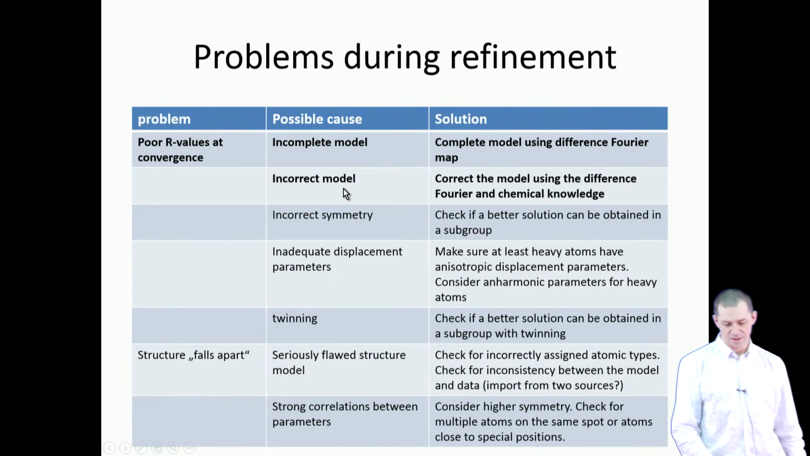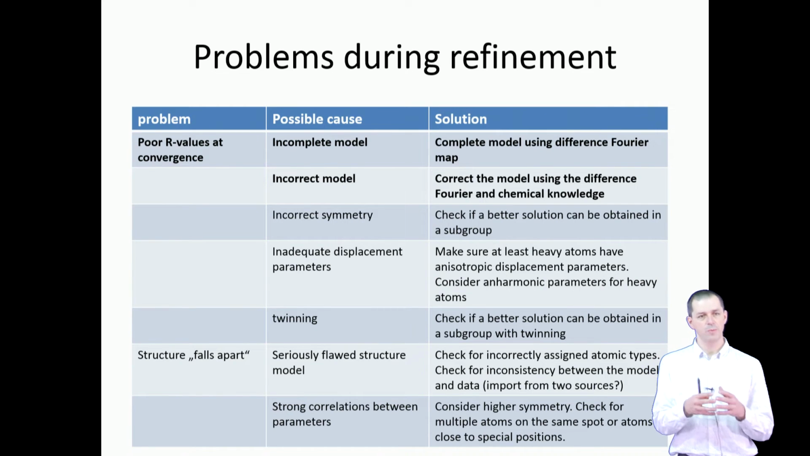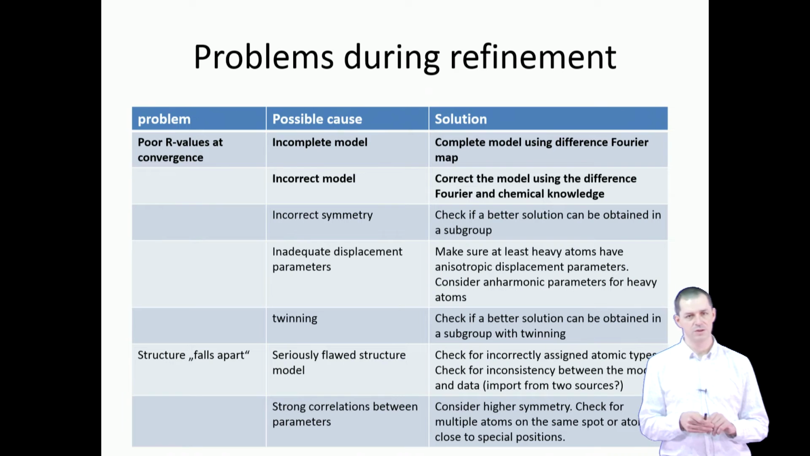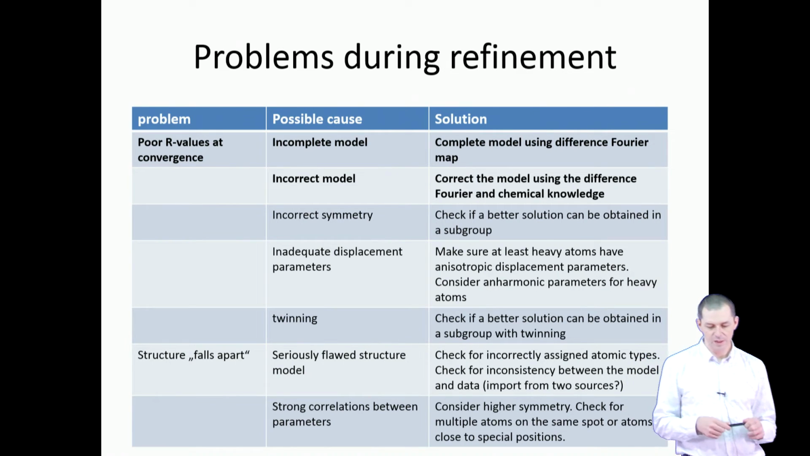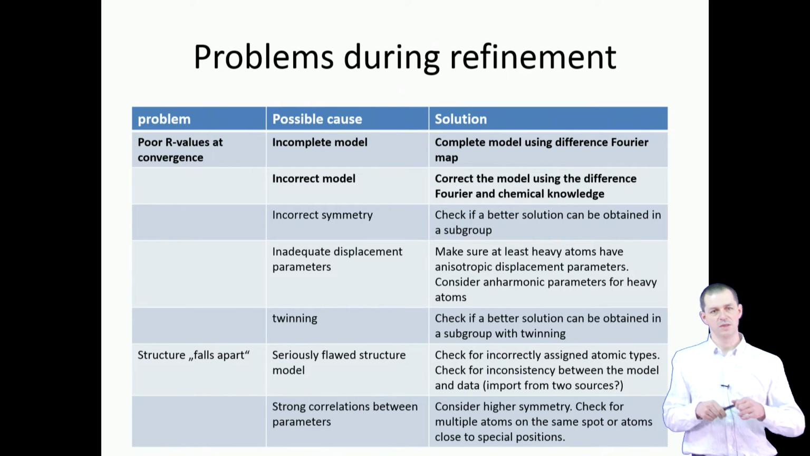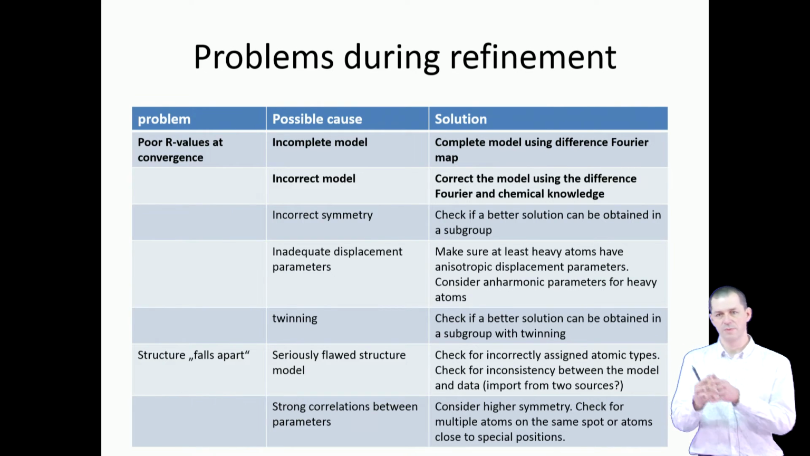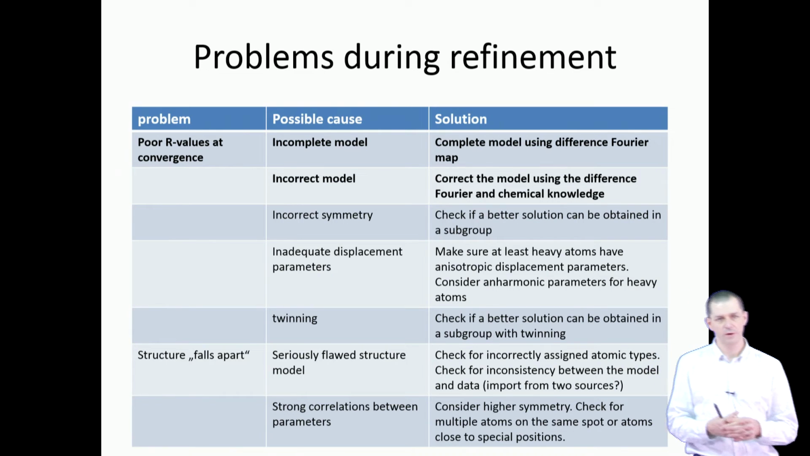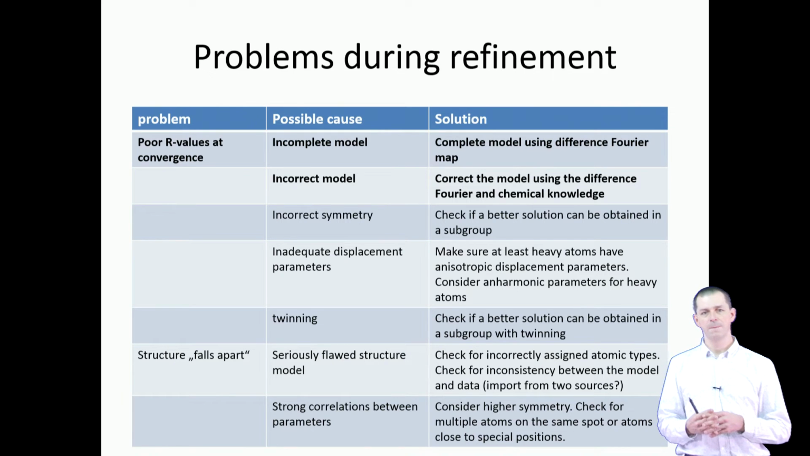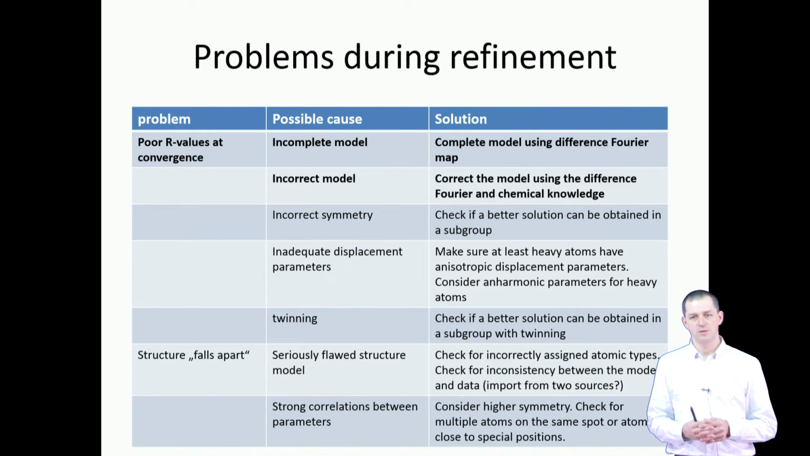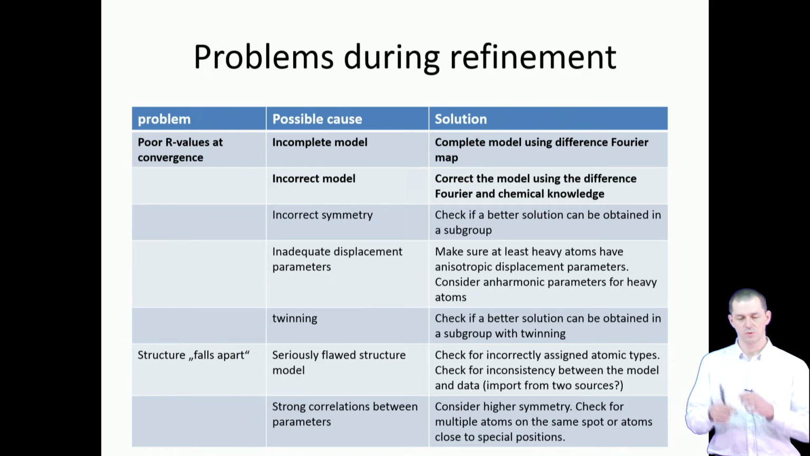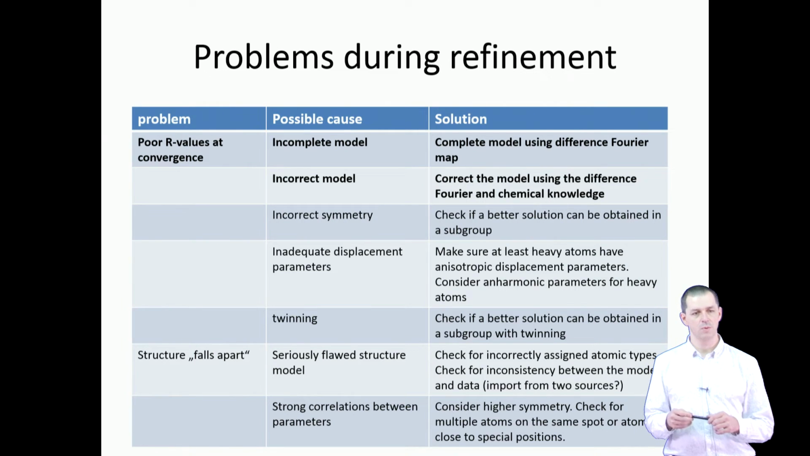A similar case is incorrect model. So not really just incomplete, but incorrect. There may be one atom too much somewhere, or there may be a wrong atomic type assigned to some of the atomic positions. Again, in the difference Fourier map, you often see this. You may see it as a negative peak if you have a too heavy atom in the position of a light one. If you by mistake assign indium in place of nickel and refine the structure, you will get a large negative peak in the difference Fourier map, showing that there should be less electron density in your structure model than what you have. So you need to either decrease the occupancy of the atom or replace it with a lighter atom.